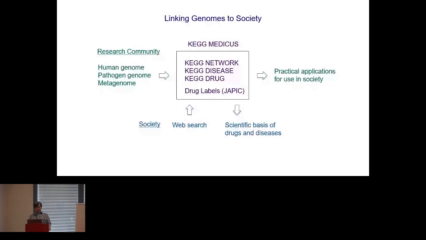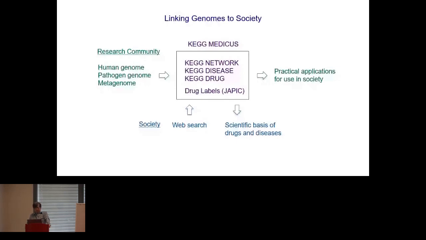There are two main objectives. One is to allow the research community to utilize human genome, pathogen genome, and metagenome to develop practical applications for use in society. But currently, I guess, mostly drug people are using it. But understanding human diseases is also our target.